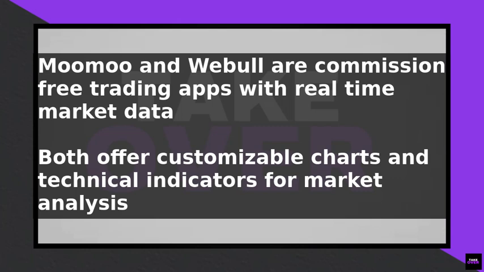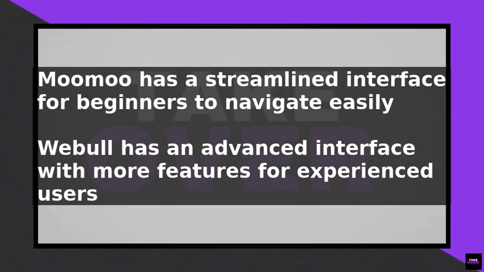Both Moomoo and Webull are commission-free trading apps, which means you don't have to pay any fees to buy or sell stocks, options, or ETFs. They also offer real-time market data, customizable charts, and a range of technical indicators to help you analyze the markets.